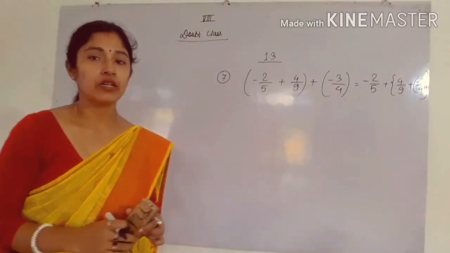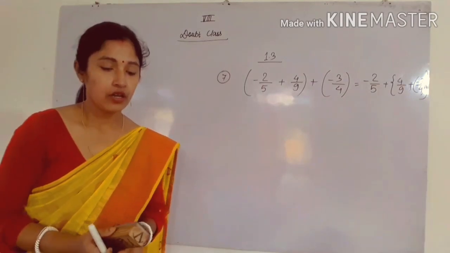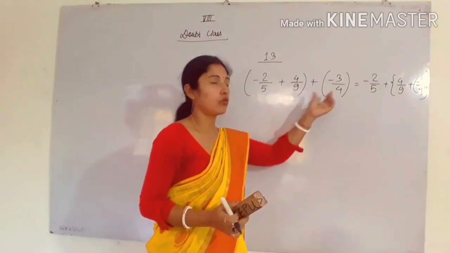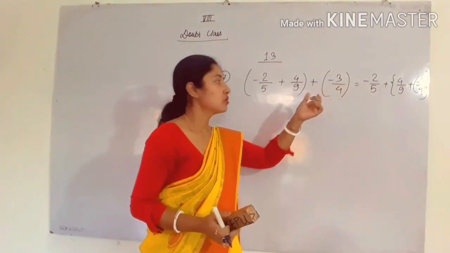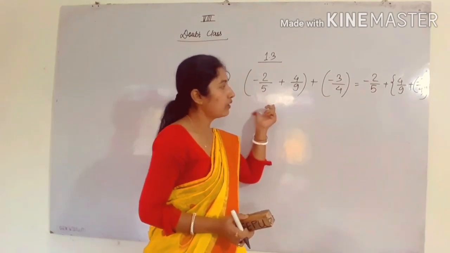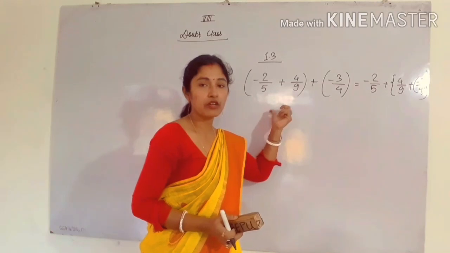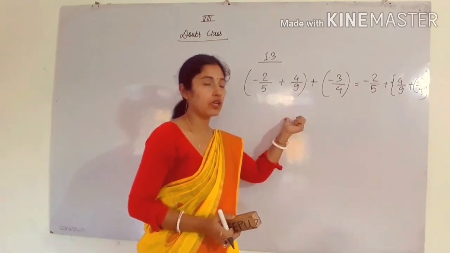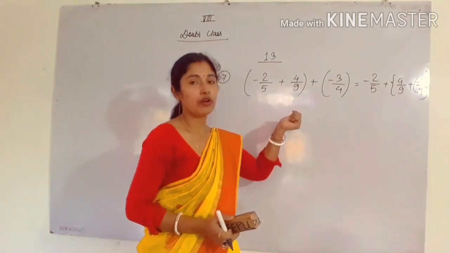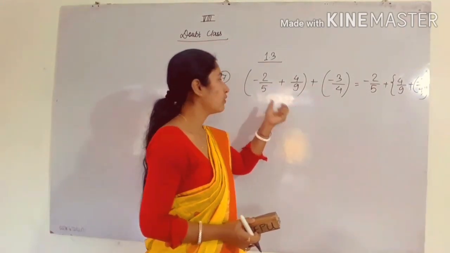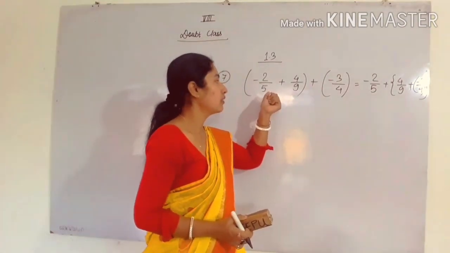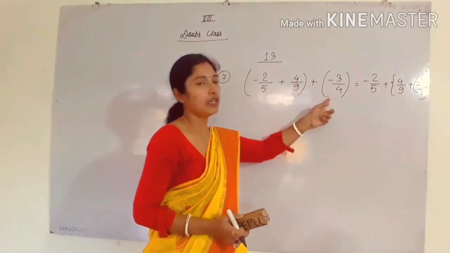Next, come to exercise 1.3, question number 7. Here you have to show that this left hand side part is equal to the right hand side part. What is here? You know the property here, the associative property of addition in rational numbers. The property is applied, so you have to do according to the property. We have to add the bracket numbers first, and then using that answer you have to add with the remaining rational numbers.